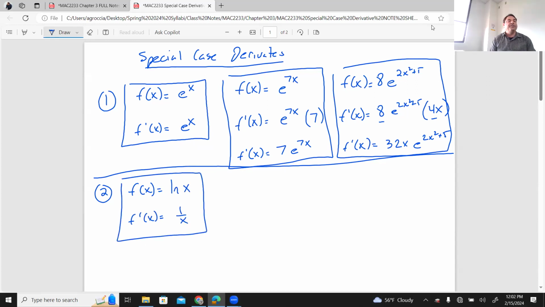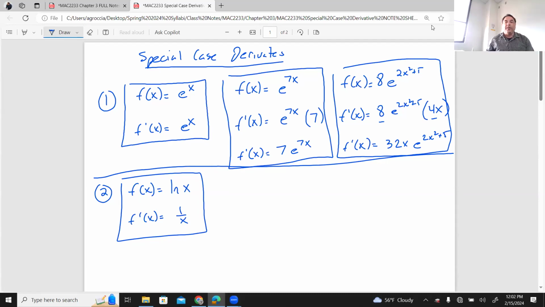So what is the derivative of ln of x? It's 1 over x. What's the derivative of ln of x, natural log of x? It's 1 over x. But if I stopped there, you're not really getting the complete story. Yes, that is true. The derivative of e to the x is e to the x. The derivative of ln of x is 1 over x, but that's not the full story.